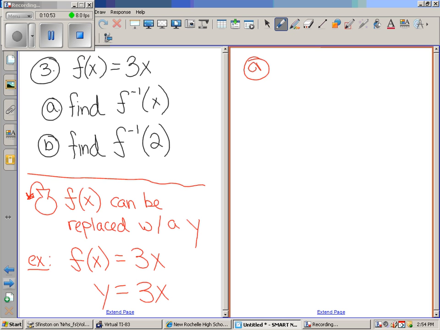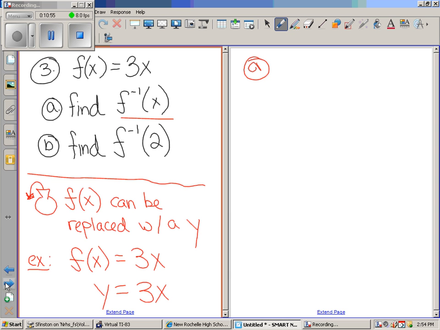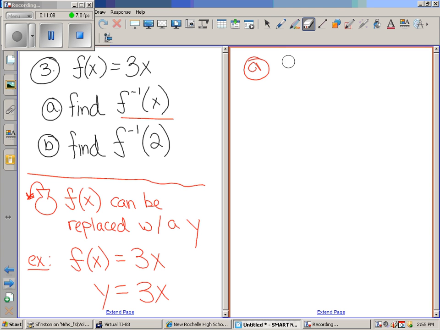This is a way of asking to find the inverse with that -1 up over there. So let's do it. Let's find the inverse. What are we going to do? First thing we're going to do is write it down with a y. y equals 3x.